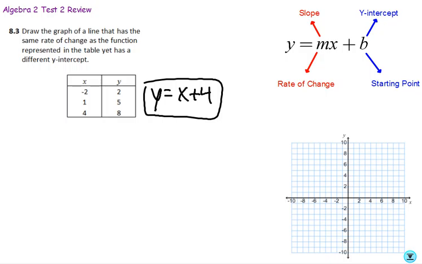And then 8.3, the original equation that they gave you was y equals x plus 4. So you should have that graphed, and then just graph a line that's parallel to it. So again, there could be different answers here, as long as it has a slope of 1 and a y-intercept of something other than 4. Alright, 2 left. So let's move on to number 9.